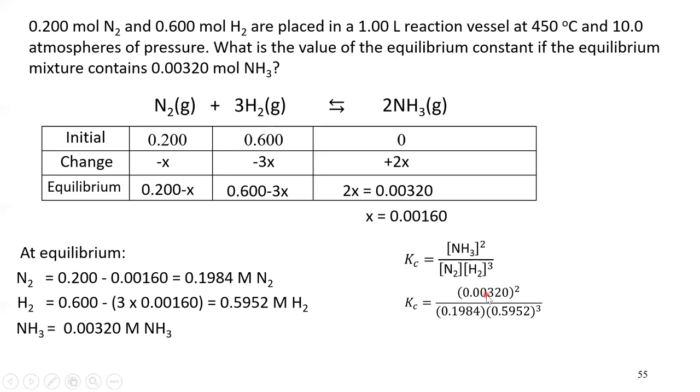So 0.00320 squared, divided by 0.1984, and then divided by 0.5952 cubed, equals. I agree. 2.45 times 10 to the minus 4. Good. Now, this is a small number. That means that equilibrium is established before we produce very much product. So the reactants are favored when the system reaches equilibrium. So whereas in the problems you were looking at before, you were just given the equilibrium values and you calculated K, this time you had to figure out what the equilibrium values were.